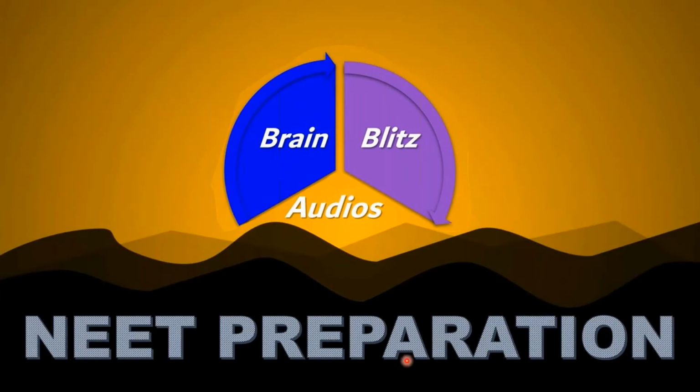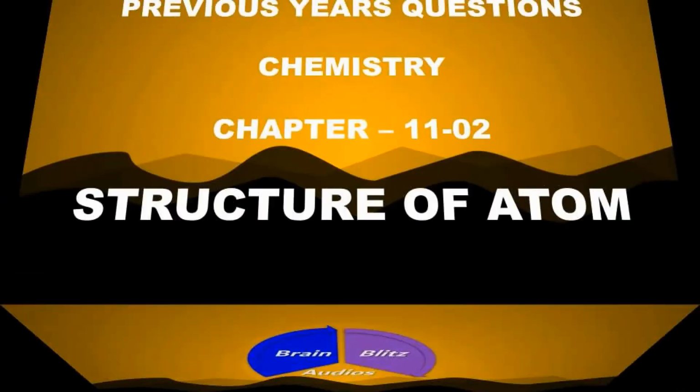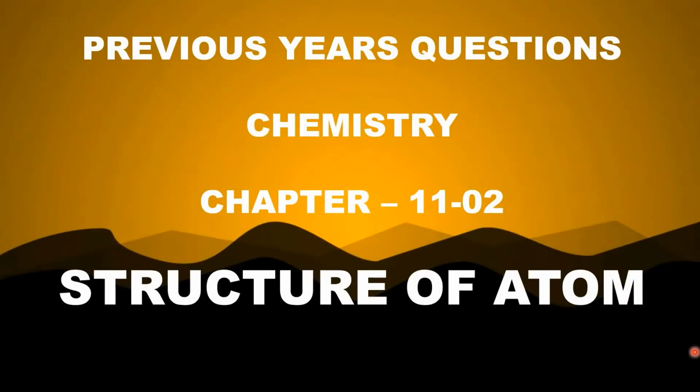In this episode of NEET Preparation, we'll be dealing with previous year questions of chemistry in medical entrance examinations in India. The chapter that we'll be dealing with is Structure of Atom. This is the second chapter in the grade 11 syllabus for CBSE. Let's begin with the first question, shall we?